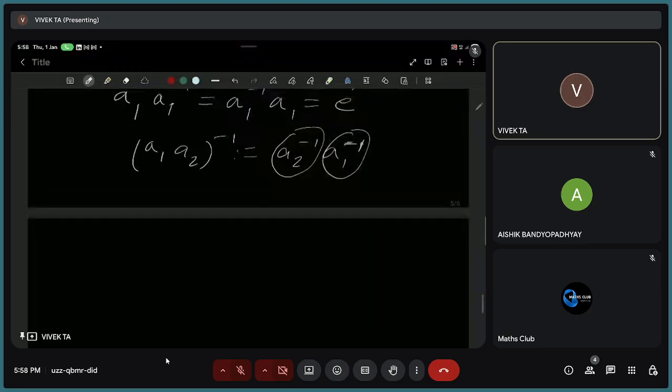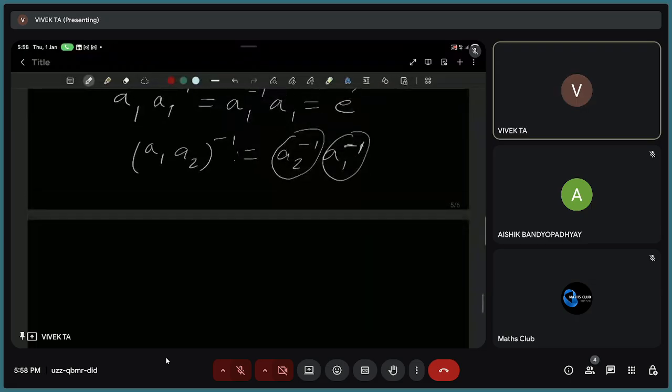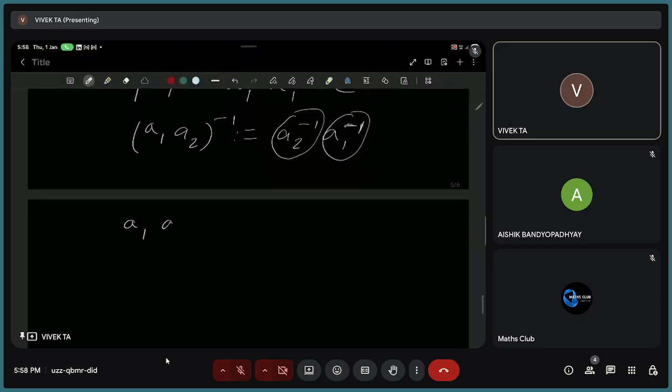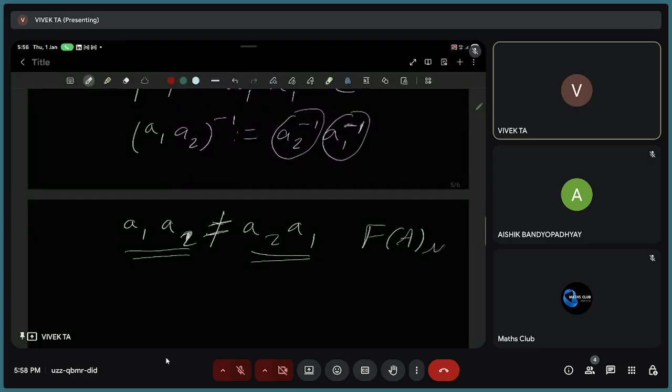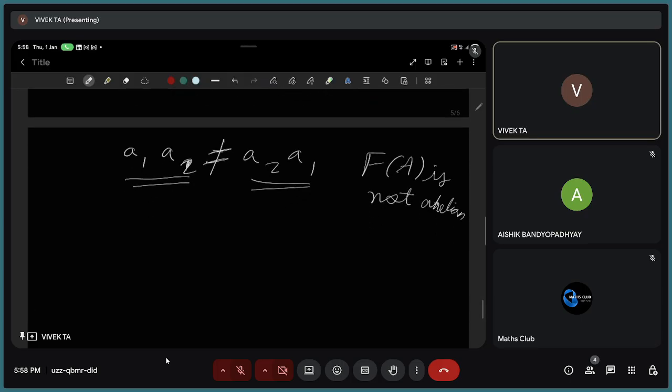Other things you can also see: this is not true, A1 A2 being equal to A2 A1. This is not given to us. We said all unique permutations, so this is a different permutation, and this is a different permutation. These need not be equal. So in general, f of a is not a BDM. So you have to keep that in mind.